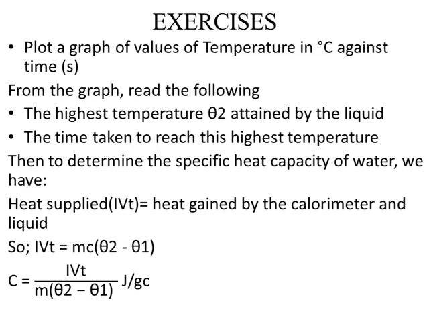So heat gained by calorimeter and liquid, I've said it before. If you check the slides before now, I said heat gained by the calorimeter and liquid equals MC delta theta for the calorimeter plus MC delta theta of the liquid. You add the two for the calorimeter and the liquid together, and you equate it to the heat supplied. The heat supplied is IVT, so IVT equals MC delta theta for calorimeter plus MC delta theta for liquid.